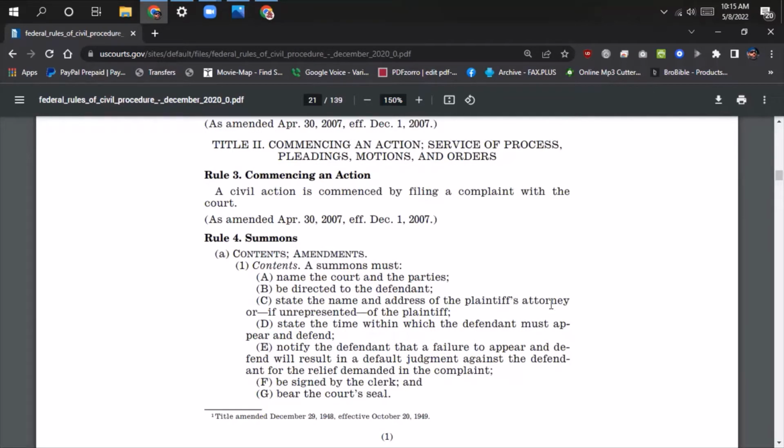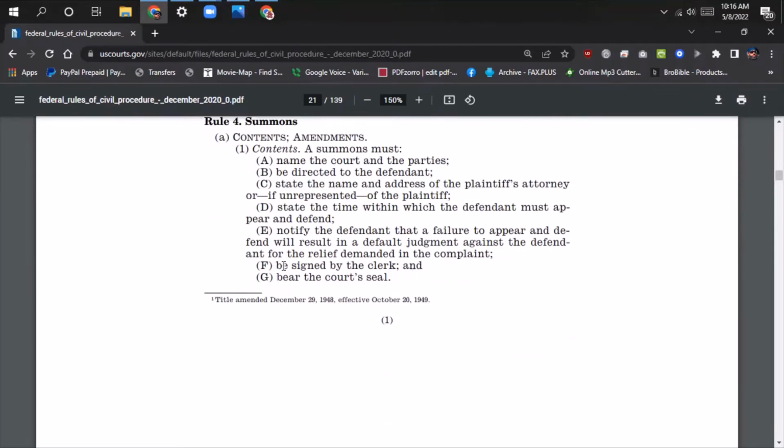Okay, so rule 4(a), contents, amendments. A summons must name the court and parties, be directed to the defendant, state the name and address of the plaintiff's attorney, or if unrepresented, of the plaintiff, state the time within which the defendant must appear and defend, notify the defendant that a failure to appear and defend will result in a default judgment against the defendant for the relief demanded in the complaint, and must be signed by the clerk and bear the court seal.